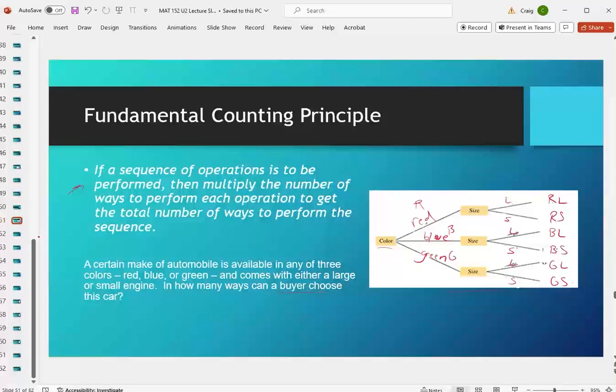We can do this with different types of events. But to figure out the total possible outcomes, it's just the 3 choices times the 2 different types of engines. 3 times 2 is 6. So we can get the same amount here. And you'll see this with a slightly larger example in one of the other videos and in that probability assignment.